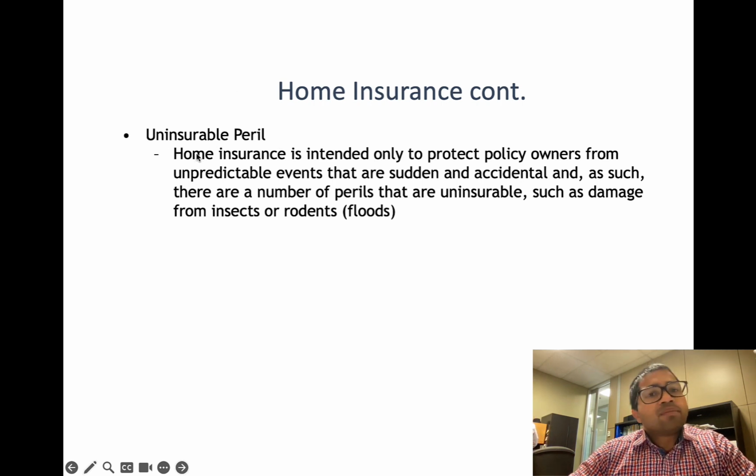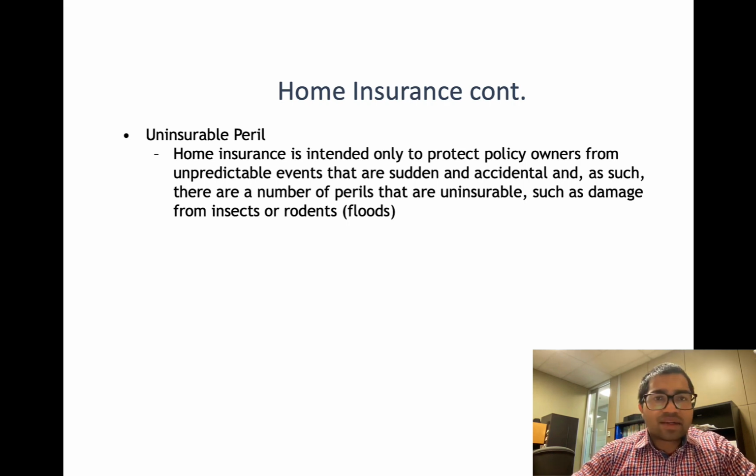Uninsurable perils. Home insurance is intended only to protect policy owners from unpredictable events such as sudden and accidental perils. There are a number of perils that are uninsurable, such as damage from insects or rodents, right? Rodents coming in due to the flood, that part is not covered.